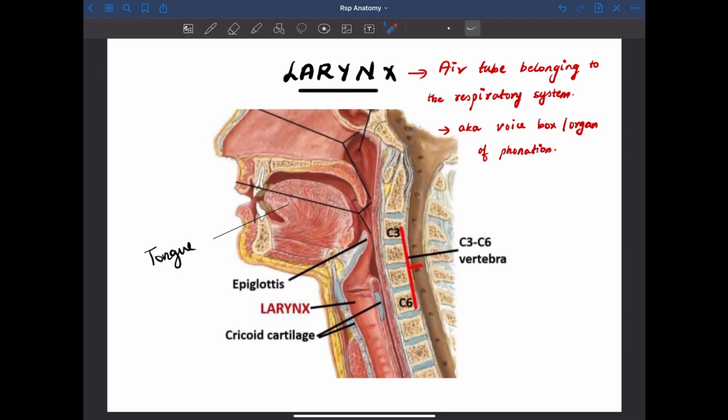We know that. Now, the larynx extends from C3 vertebra to C6 vertebra, that is, it starts from the root of the tongue and the upper border of the epiglottis and ends at the cricoid cartilage. I will repeat it. It starts from the root of the tongue and the upper border of the epiglottis and ends at the cricoid cartilage, that is, from C3 vertebra to C6 vertebra.